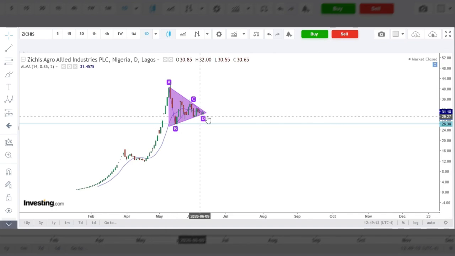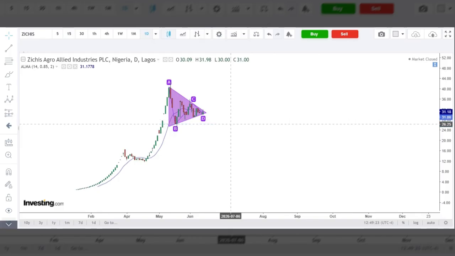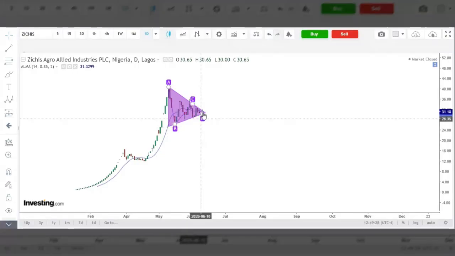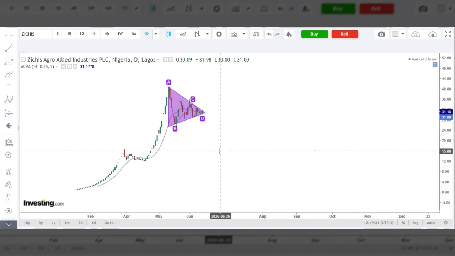However, I already said it, this stock has very good potential. So the upside sentiment is stronger than the downside sentiment. So yeah, using this triangle, it also tallies with the moving average, which actually gives a very strong confirming buy signal or potential uptrend on the horizon.